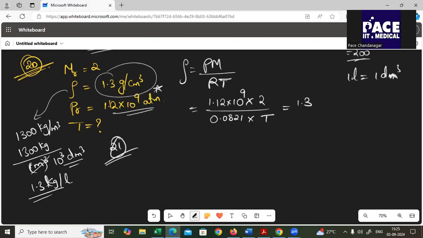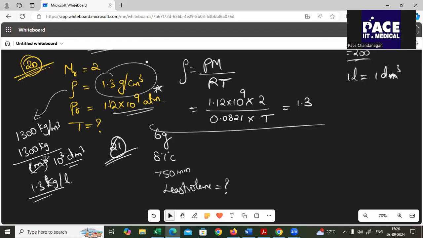Now 21: 6 grams each of the following gases are taken at 87 degrees Celsius and 750 mm pressure. Which of them will have the least volume? Least volume will be occupied by what?